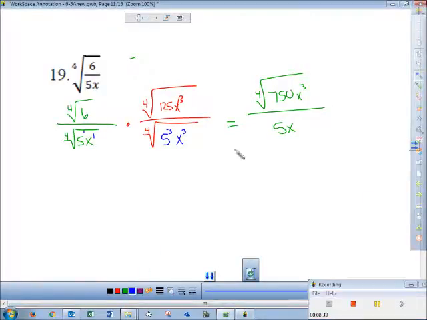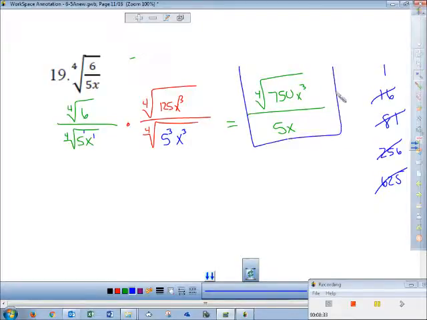We should probably check also if this 750 has a perfect fourth multiple. On your note card, these are the perfect fourths that you've got right here, 256, 625. 625 does not go into that evenly. 256 is what 4 to the fourth is. That doesn't go in there evenly. 81 doesn't go in there evenly. And 16 doesn't go in there evenly. So that's as simplified as it's going to get right there.